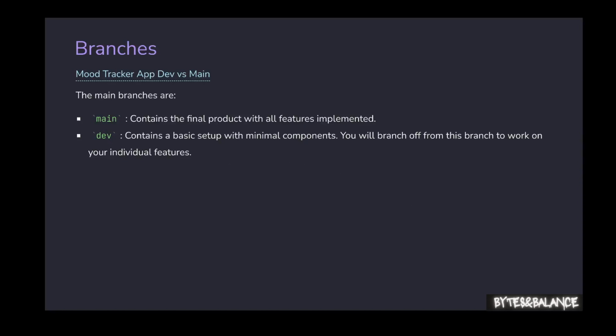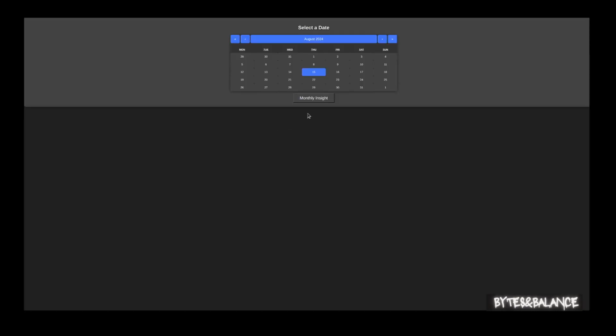All right, in this project, we have two branches. The first one, main, holds the final version of the project with all features implemented and fully integrated. If you want to see the look of it, just go to this link and you can see that you've got this calendar. You can choose a date.